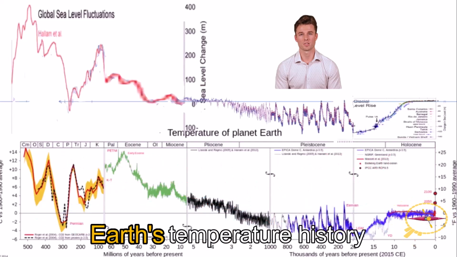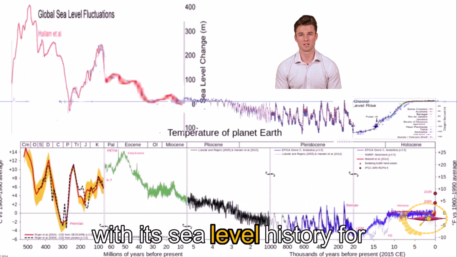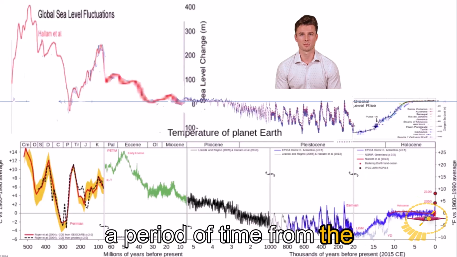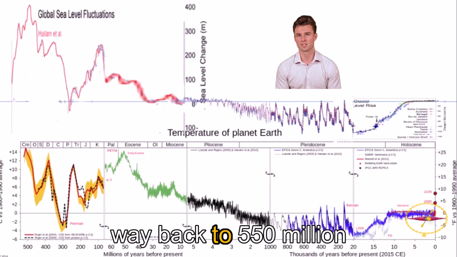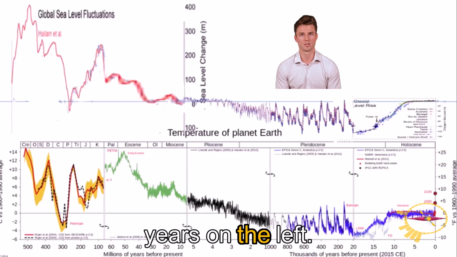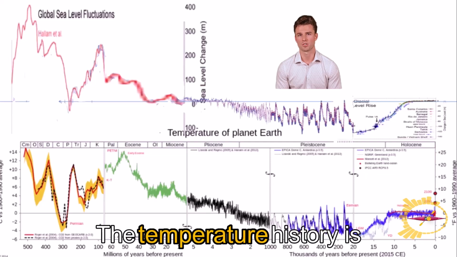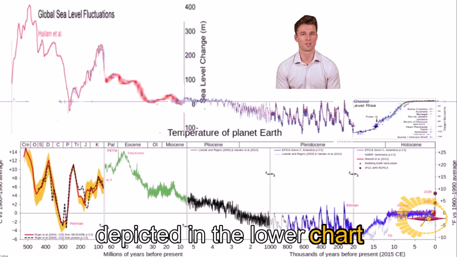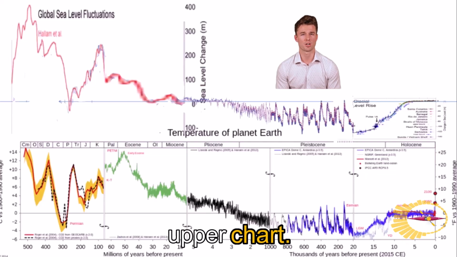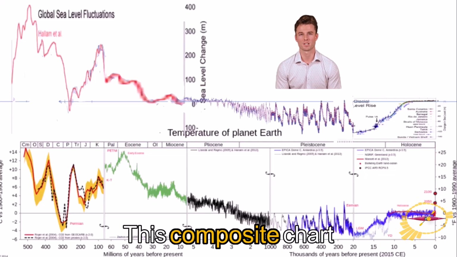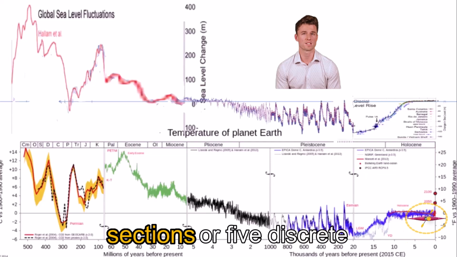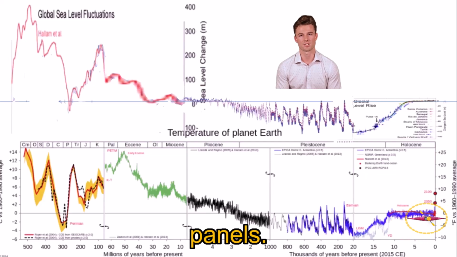This chart compares Earth's temperature history with its sea level history for a period of time from the present on the right all the way back to 550 million years on the left. The temperature history is depicted in the lower chart, the sea level history in the upper chart. This composite chart consists of 5 discrete sections or 5 discrete panels.